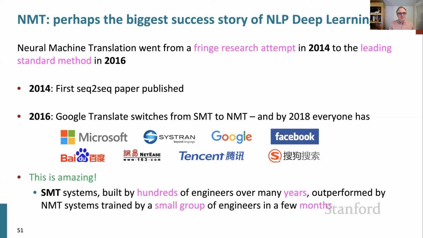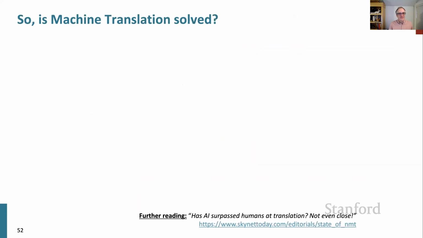So that was just an amazing technological transition. For the preceding decade, the big statistical machine translation systems, like the previous generation of Google Translate, had literally been built up by hundreds of engineers over years. But a comparatively small group of deep learning people, in a few months with a small amount of code, and hopefully you'll even get a sense of this doing assignment 4, were able to build neural machine translation systems that proved to work much better. Does that mean that machine translation is solved?